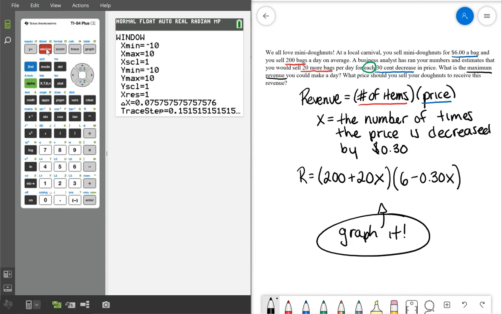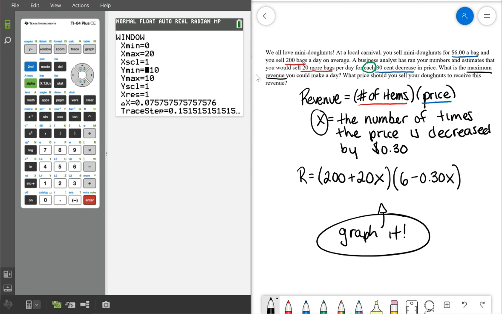In this case, x is the number of times that you're decreasing the price by 30 cents. So it wouldn't make sense that you're going to decrease the price by a negative amount, because then that actually means you're increasing the price. So x should start at 0. Doesn't really make sense to have it be negative. X maximum. Well, what is the maximum number of times that you think you would decrease the price? I mean, 10 might be okay, but honestly, you're probably definitely not going to be decreasing it more than 20 times. So let's go there. Scale doesn't really matter. Let's keep it there.